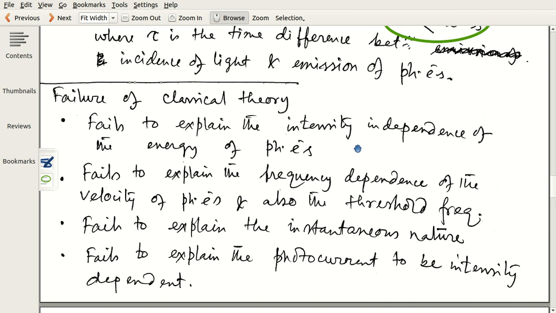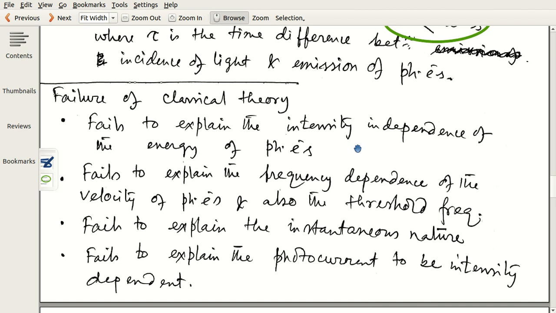At that point of time, the known theory was Newton's laws and classical electrodynamics like Maxwell's laws, etc. And people failed to explain the photoelectric effect through classical theory. What are the features? People failed to explain the intensity independence of the energy of photoelectrons. That means from energy conservation, if you think that if I put more energy, then this energy will be converted to the kinetic energy of electrons.